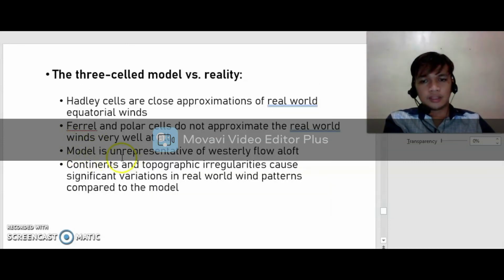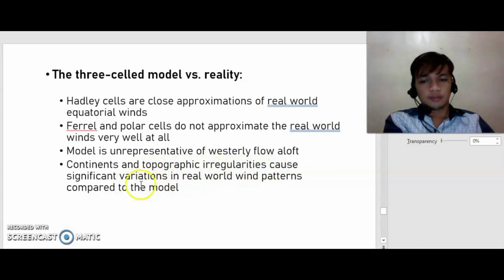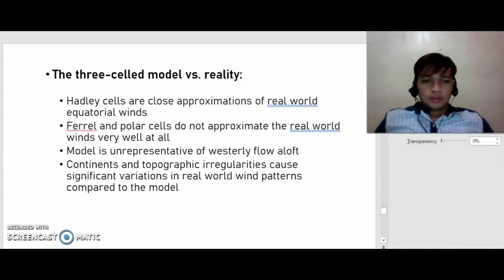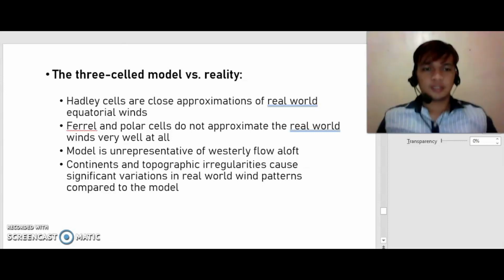Model is unrepresentative of westerly flow. Continents and topographic irregularities cause significant variations in real-world wind patterns compared to the model. So, yung mga may high places, ay may mga landmark na may high altitude, it can cause different wind patterns. No? So, yung mga matataas na altitude, pwede nyo mabasag yung mga strong wind direction na papunta sa kanila, no?